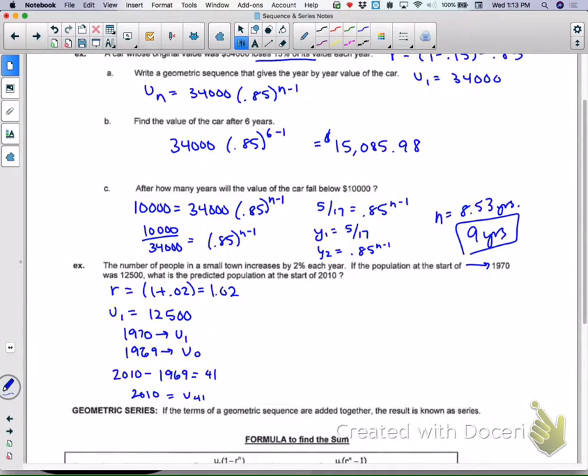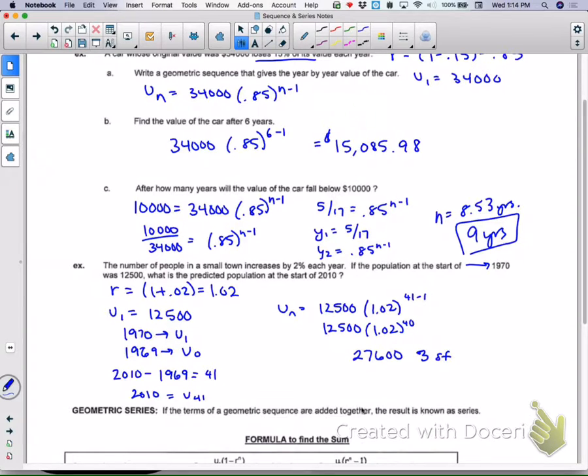If you don't like my method, come up with some method that you can, because you don't want to have to count 41 years, okay? But that's what 2010 ends up being. So now, my use of n is 12,500, 1.02 to the 41 minus 1 power, 12,500, 1.02 to the 40th power, and we end up with that to 3 sig figs. Okay. All right, so that's all my sequence questions.